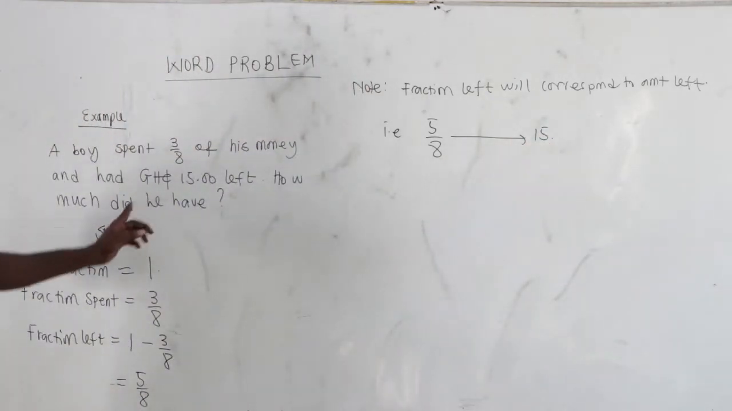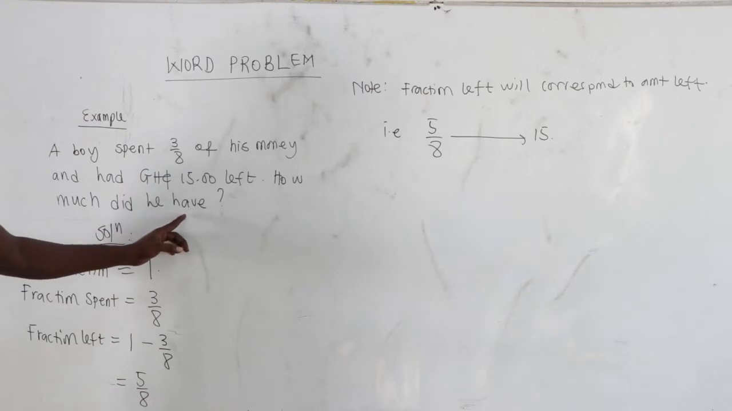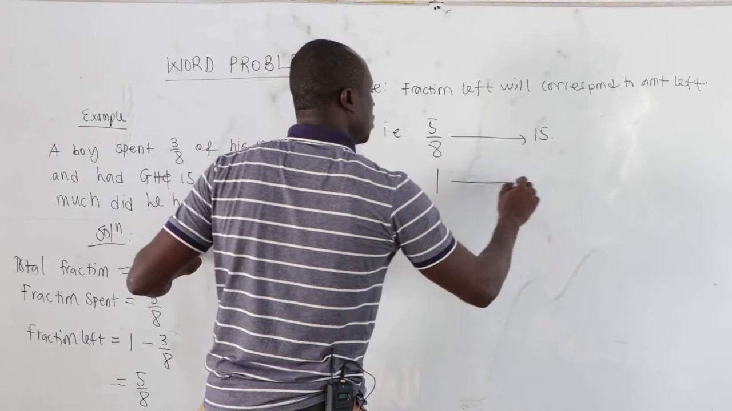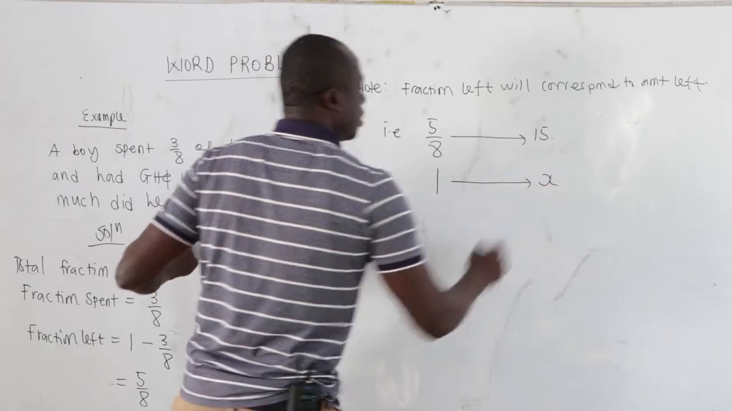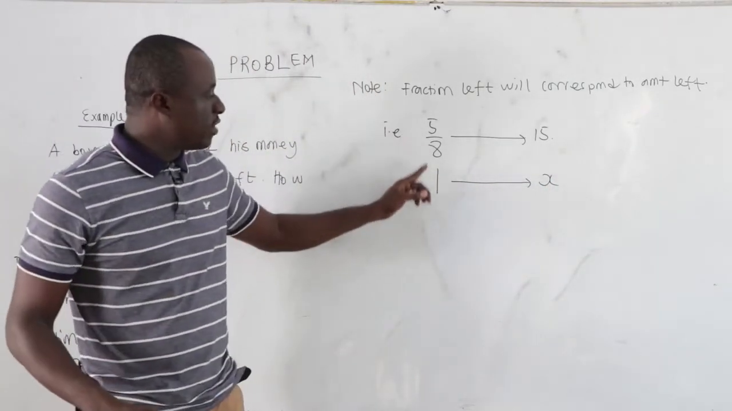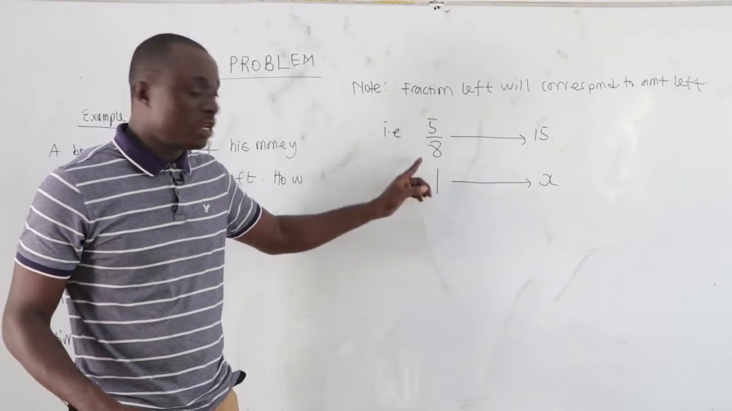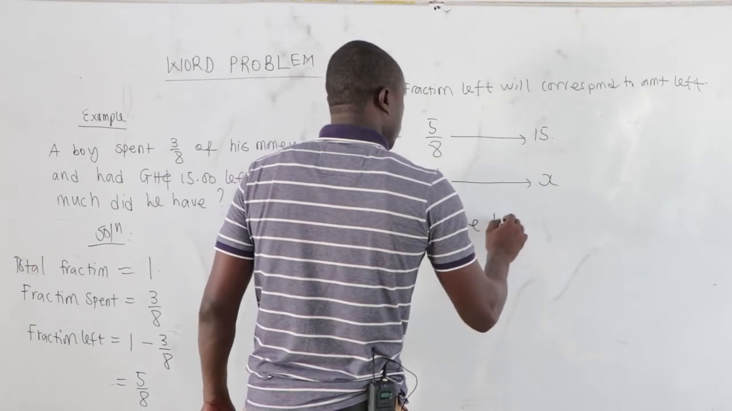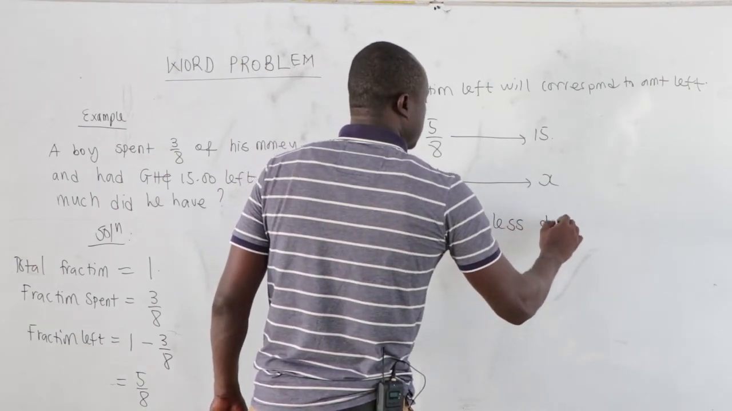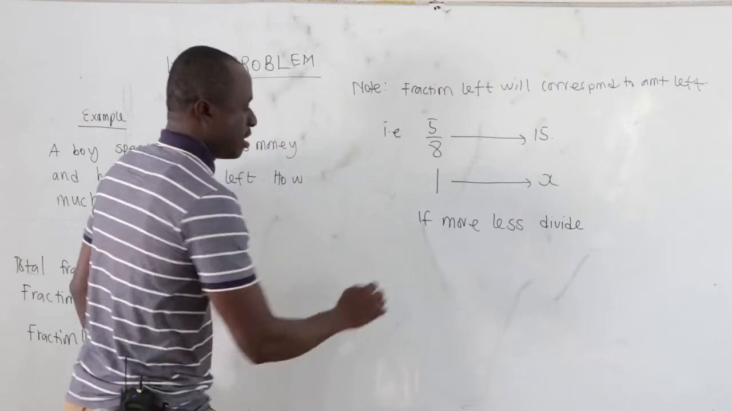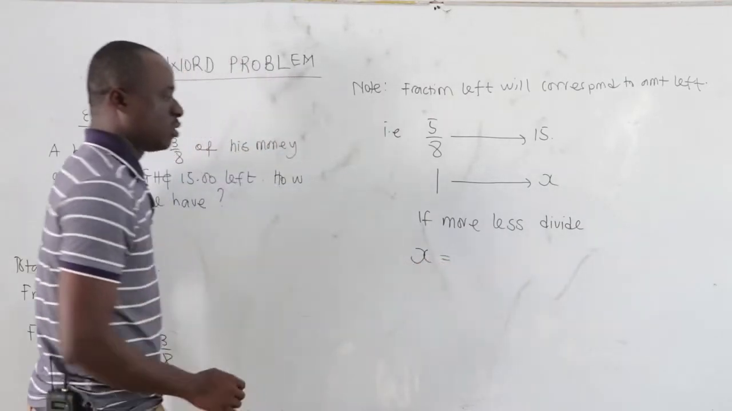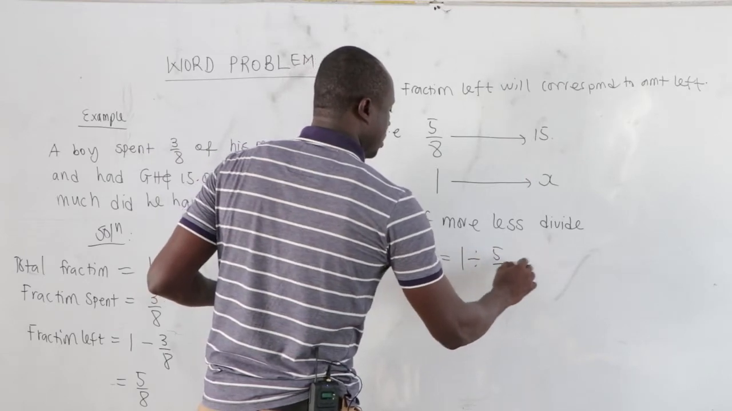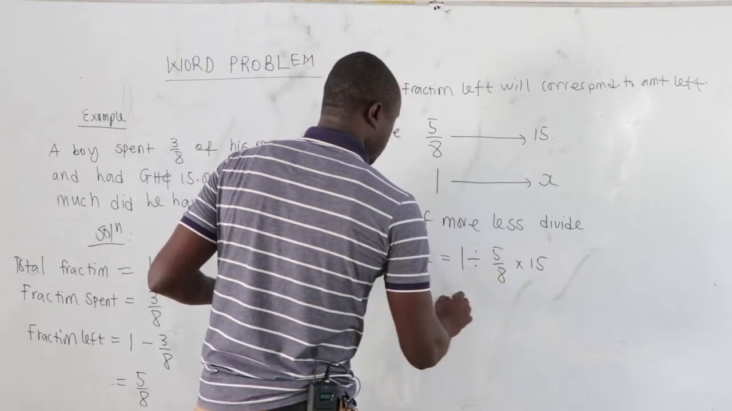Now, the question says, how much did he have? Let's suppose that the total amount is X. Hence, 1, which is the total fraction, will also correspond to the X. Now, 5/8 and 1. Clearly, 1 is more than 5/8. So, if more, let's divide. Hence, the total amount X will be equal to what? 1 divided by 5/8 times 15.